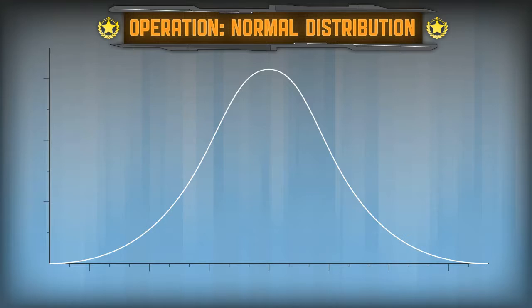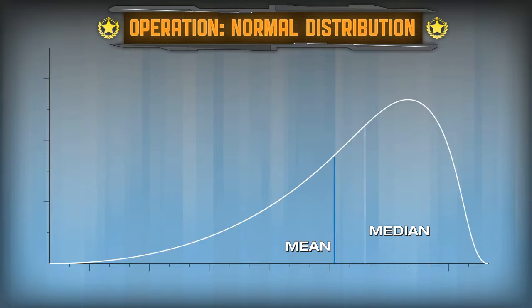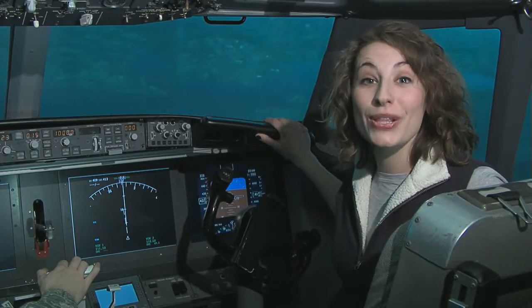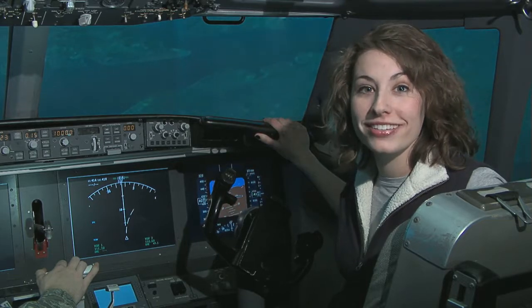Due to the symmetric nature of the normal distribution, the values of the mode, median, and mean are the same. This is not true for all distributions. When the data is skewed left or skewed right, the mean, median, and mode are not the same, so it is not a normal distribution. Let's take a closer look at the normal distribution.